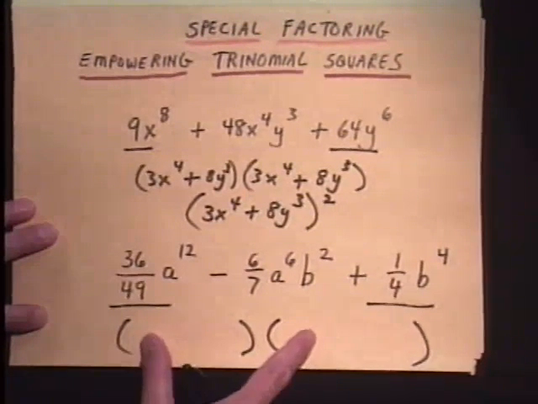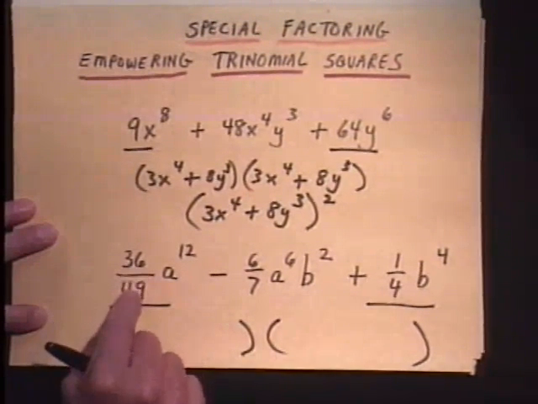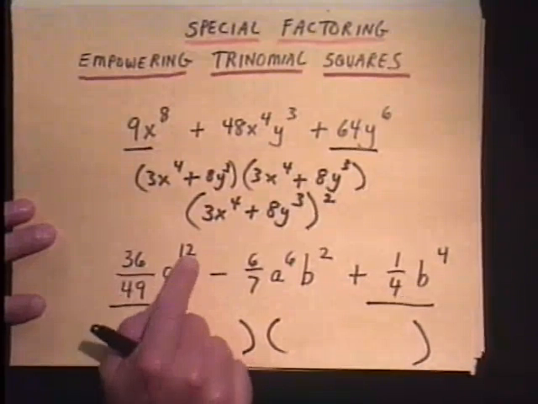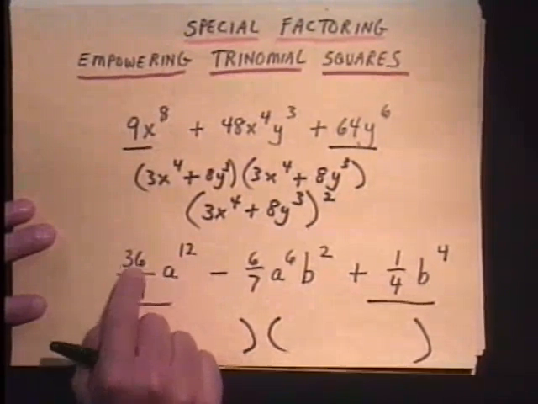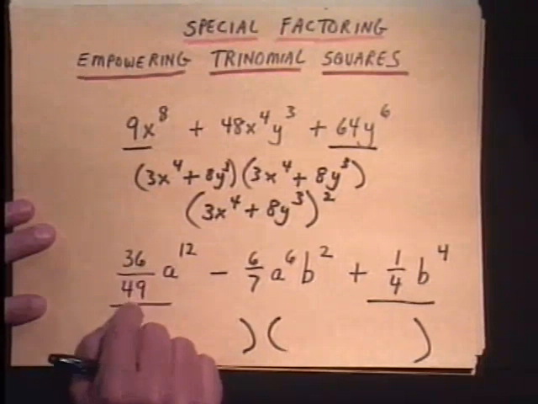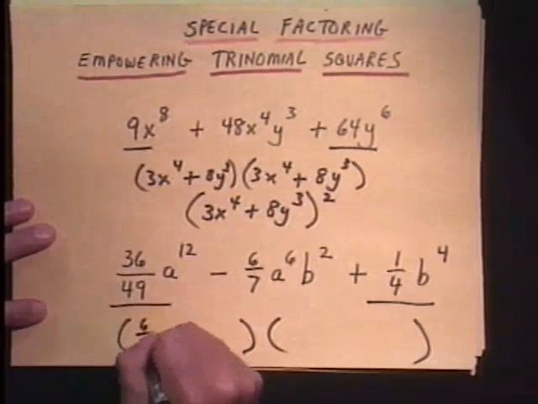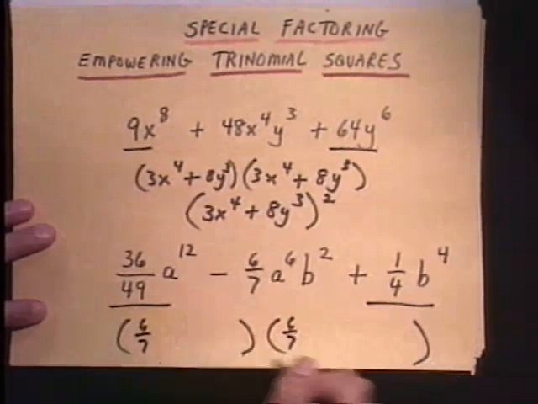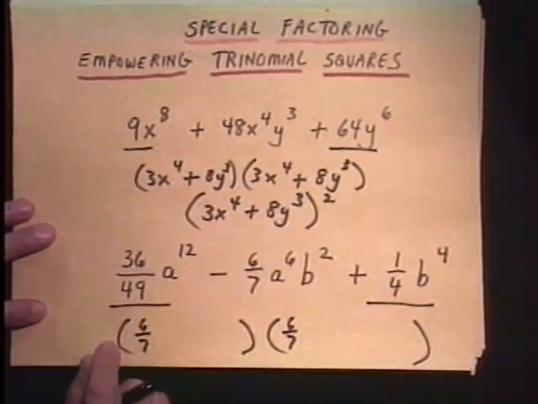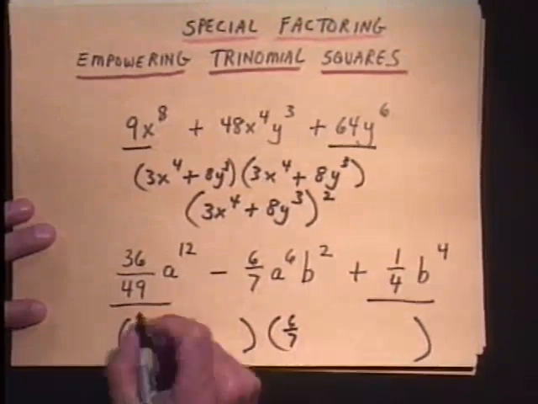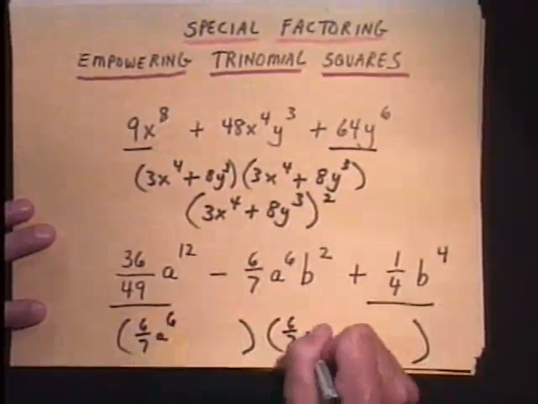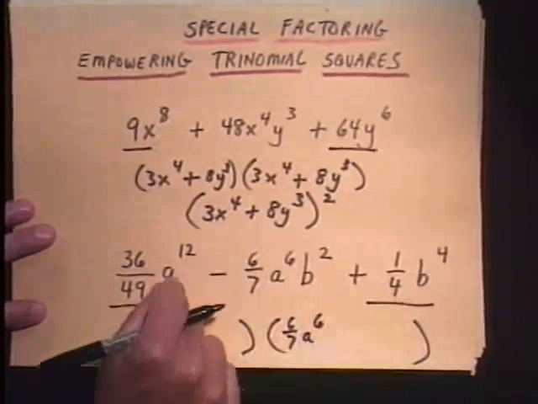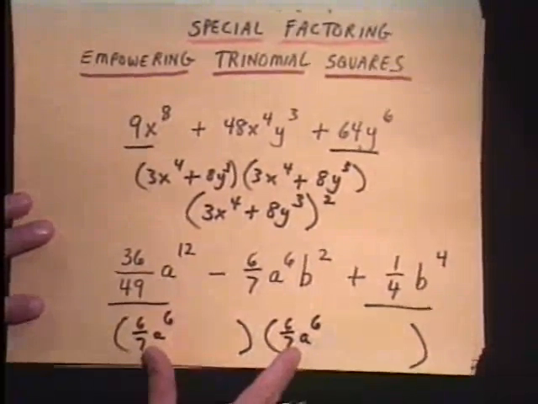What two of the same first terms will give me a 36 over 49, a to the 12th? And notice that perfect square fractions contain what kind of numbers? Those perfect square numbers we talked about. So this would be 6/7 times 6/7 would give me the 36 49ths. A to the 6th times a to the 6th will multiply to give me a to the 12th using power rule 1.